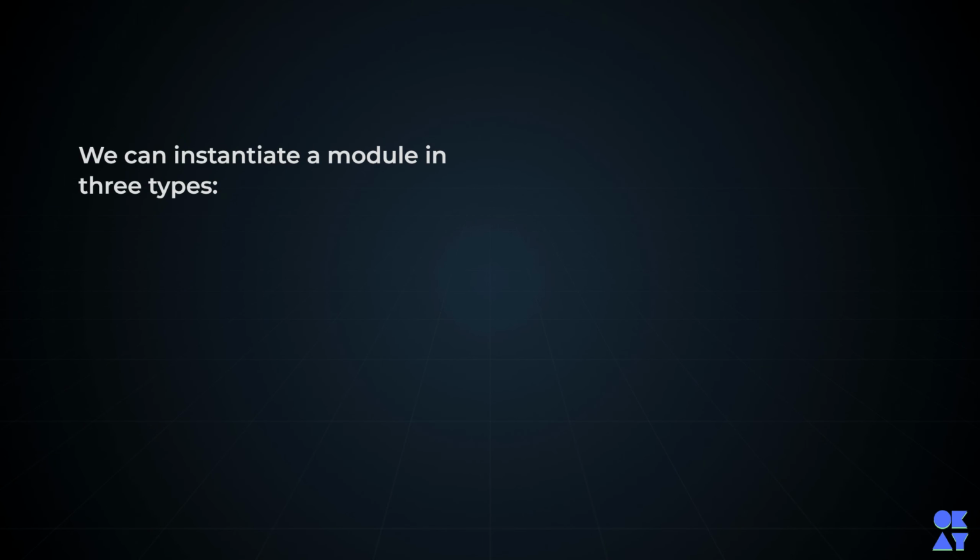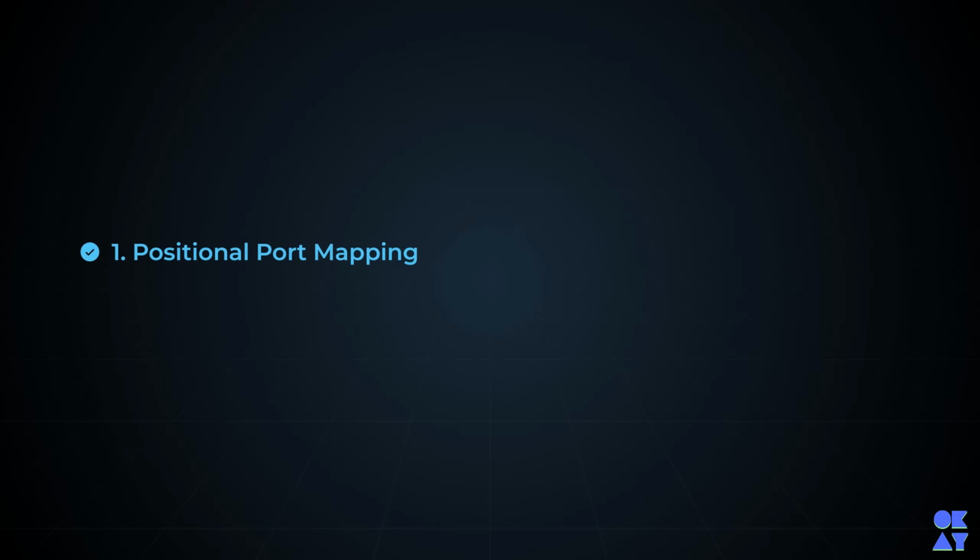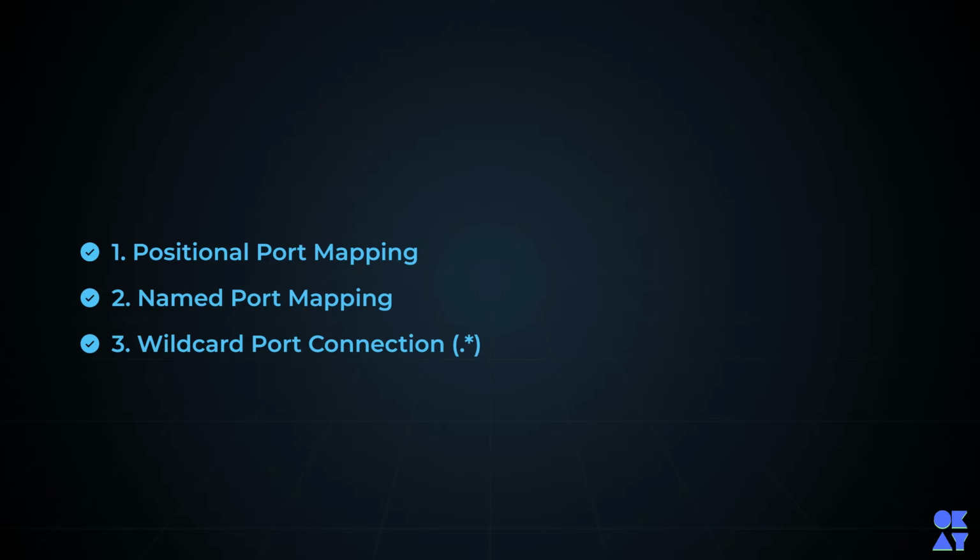Types of instantiation. We can instantiate a module in 3 types: positional port mapping, named port mapping, and wildcard port connection, dot star, only in SystemVerilog, not in Verilog.